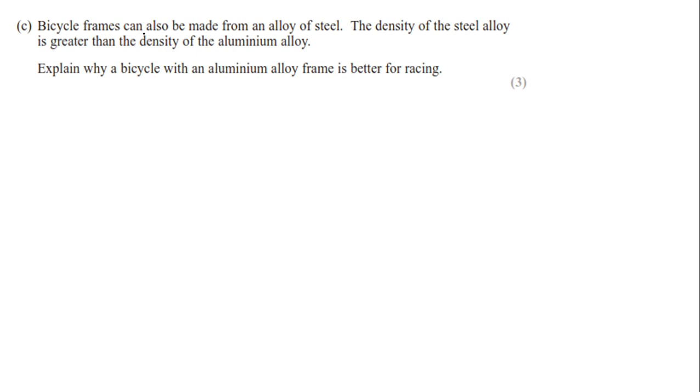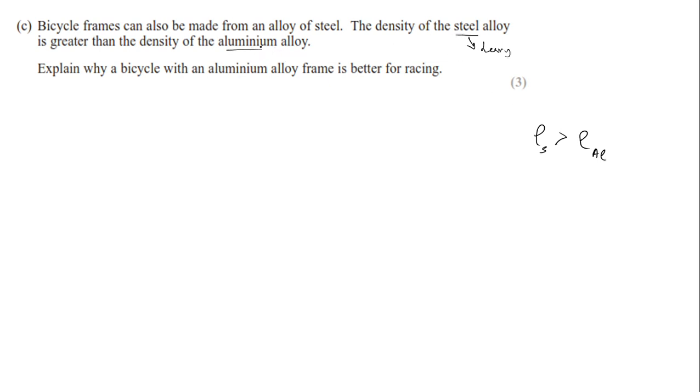Bicycle frames can also be made from an alloy of steel. The density of steel alloy is greater than the density of aluminium alloy. Explain why a bicycle with aluminium alloy frame is better for racing. Indeed, if you compare steel and aluminium, in general we say steel is heavy and aluminium is light. And how can you compare? If you wish, you can compare their densities, because density of steel is greater than density of aluminium.